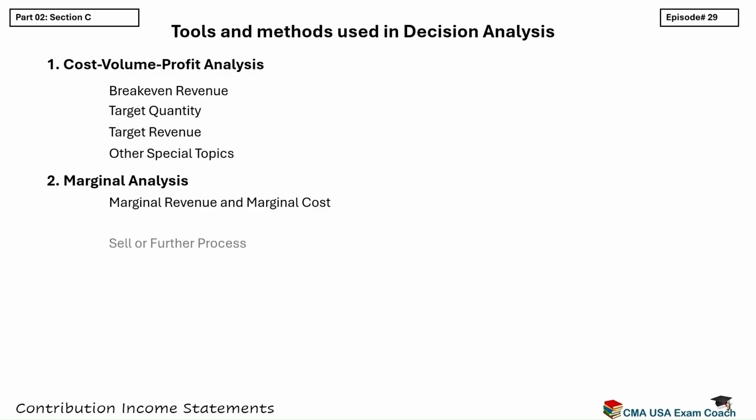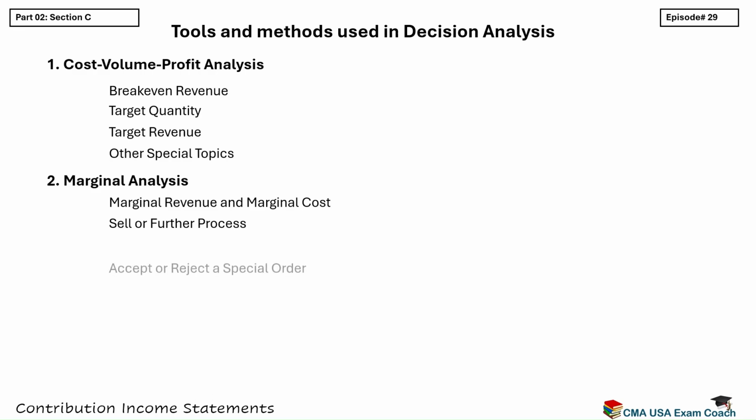2. Sell or further process. This decision happens when a product can be sold in its current form or processed further for a higher price. For example, a company may sell crude oil or refine it into petrol. The question is, does the extra processing bring more profit than it costs? Marginal analysis helps find the answer by comparing the incremental revenue and cost.